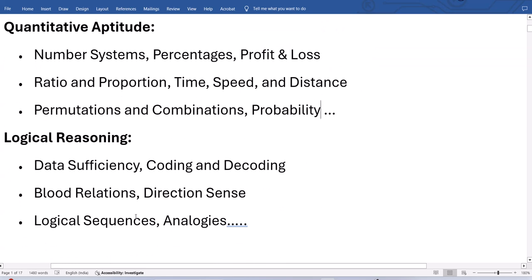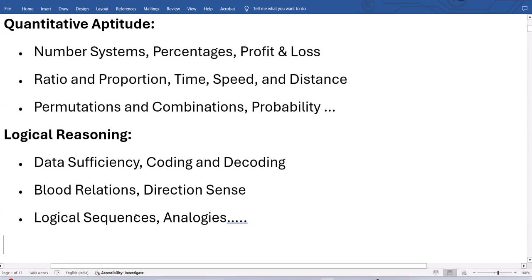Number systems, percentage, profit and loss, ratio and proportion, time, speed and distance, permutation, combination, probability related questions. It's like revision, or just recalling what is there in these topics. In reasoning: data sufficiency, coding and decoding, blood relation, directions, logical sequences and analogies. Right. Now let's move to the first question here.